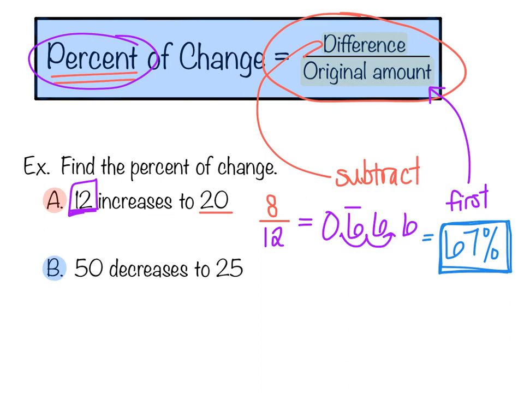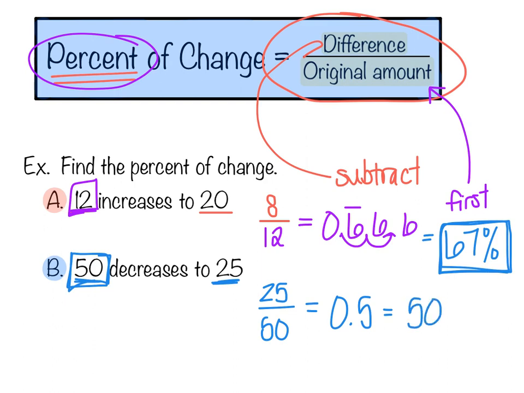In example B, we do the same exact thing. This is a percent decrease instead of an increase, but we still do the same thing. We take the difference, so 50 minus 25 is 25. Put it over the original, which is always the first number, and then turn that into a percent. So 25 over 50, you might recognize that as 1/2, which is 0.5. You can just do top divided by bottom. And then 0.5 would be the same as 50%. So that's a 50% decrease. That's how you find percents of change.